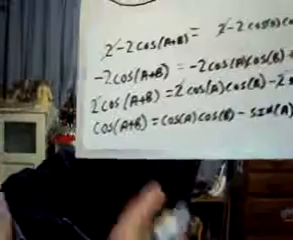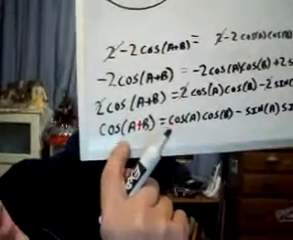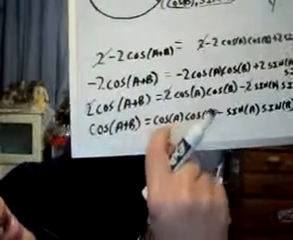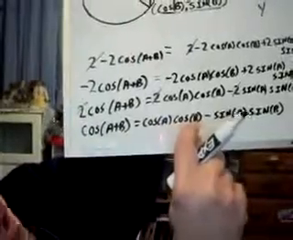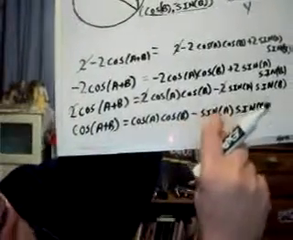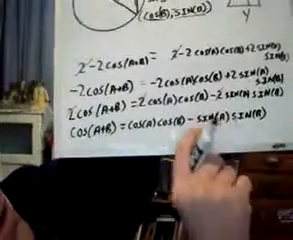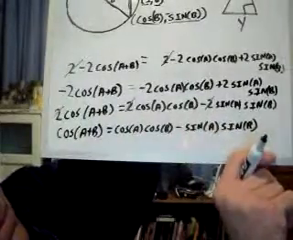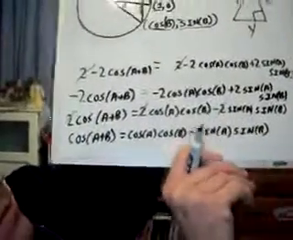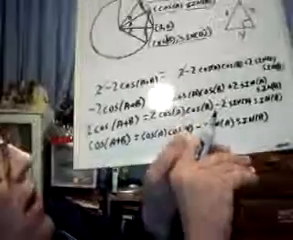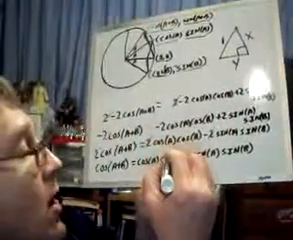Okay, don't you think that looks better right there? Cosine of A plus B equals cosine of A times the cosine of B minus the sine of A times the sine of B. That looks much better.